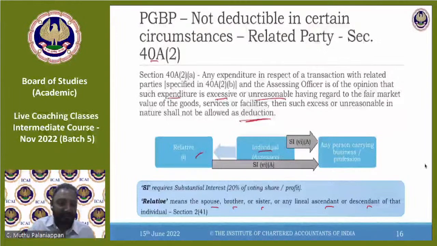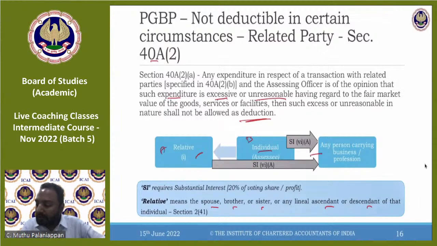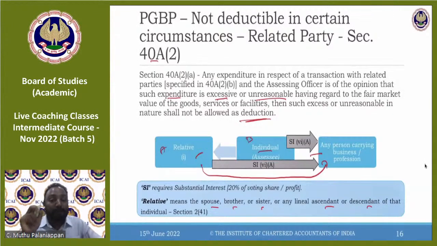Now, if the individual has a transaction with the relative, in our example this is A and this is B, correct? If there is a transaction expenditure, then the excess expenditure will be disallowed. So if the individual is paying 80,000 for a 70,000 phone, the 10,000 is disallowed. Next, if the individual or the relative owns substantial interest in any business, any person carrying on a business.